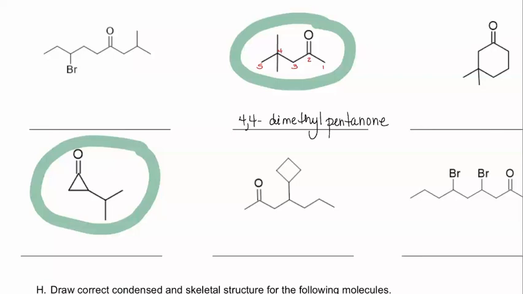So, carbon 2. Let me just number the carbon atoms. This is 1, this is 2, this is 3. On carbon 2, we have an isopropyl group. And then this is cyclopropanol.